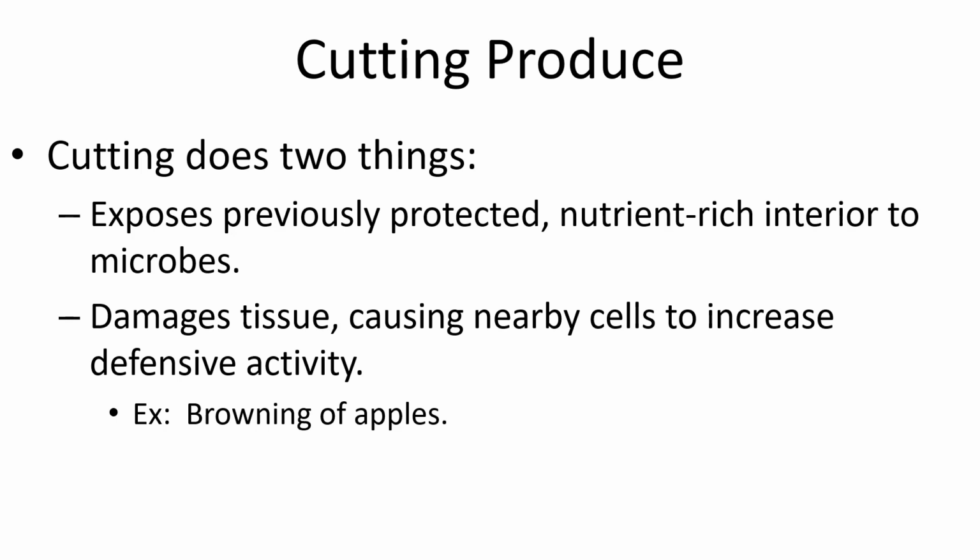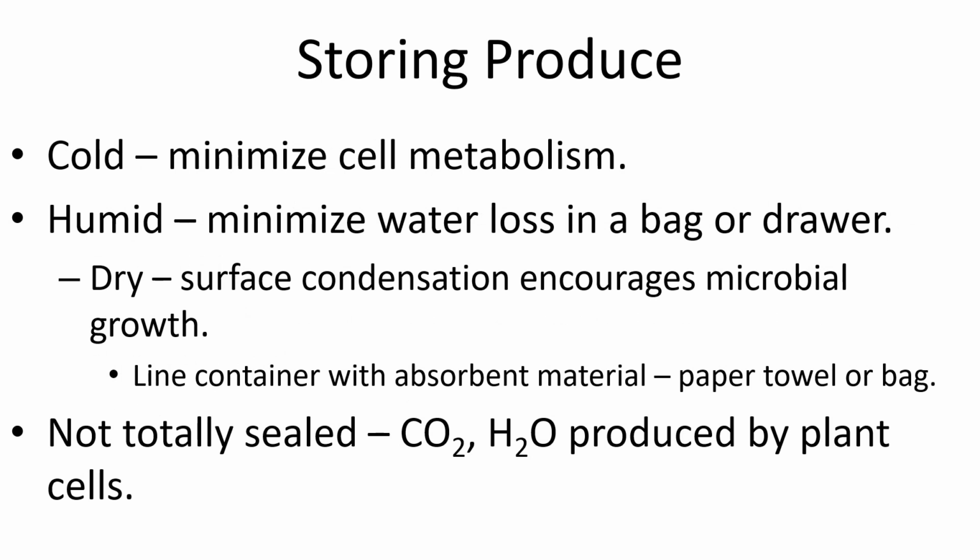But those defensive chemicals are also indiscriminate, and so they also act upon the nearby plant cells, turning the nearby flesh soft and brown. Alright, so how should we store our produce? Because those cells are still alive, we want to keep most produce cold to reduce the cellular metabolism.